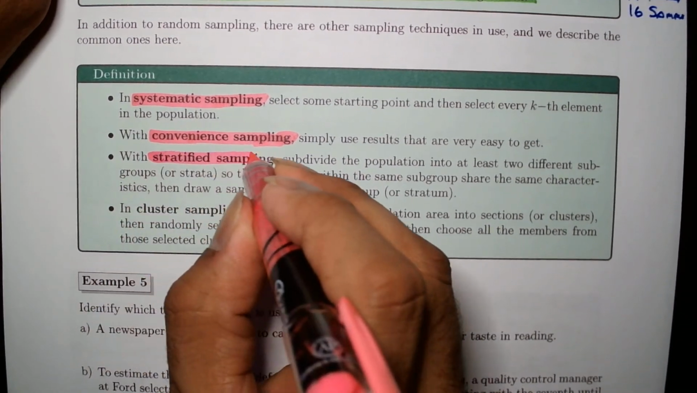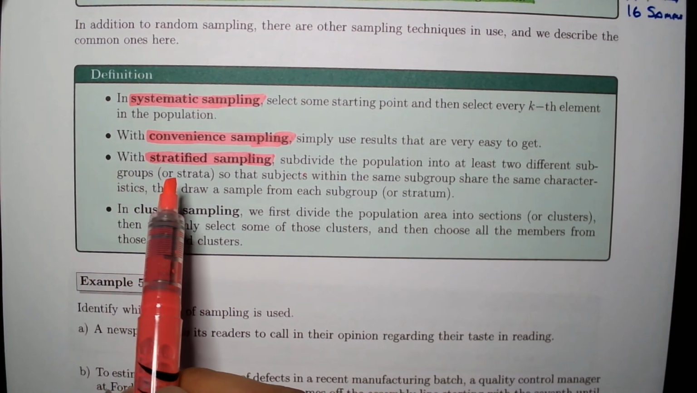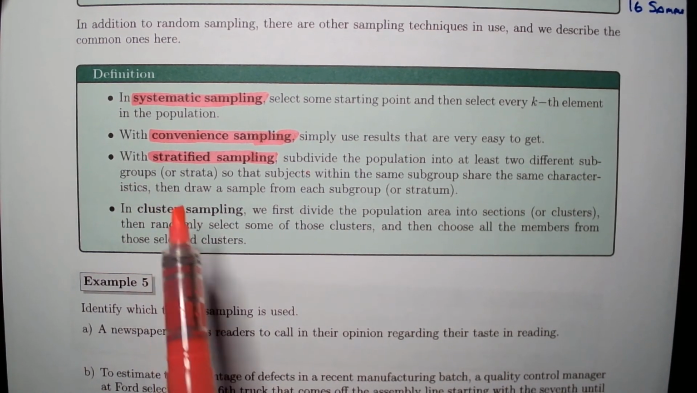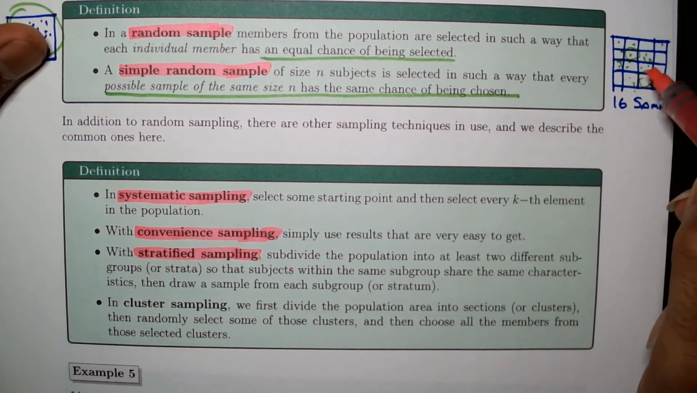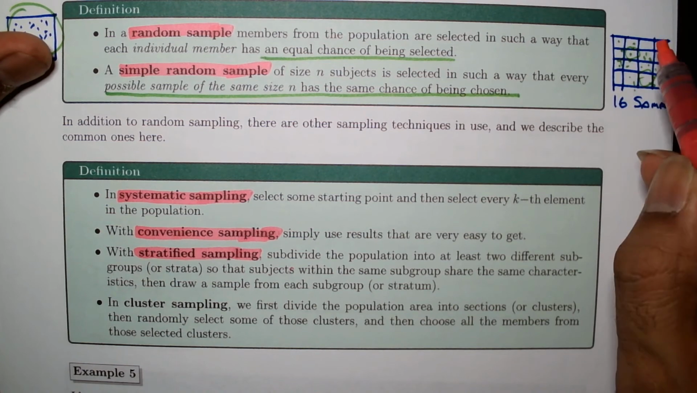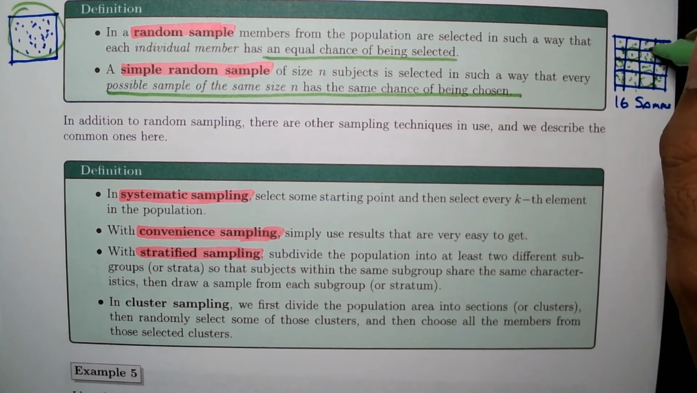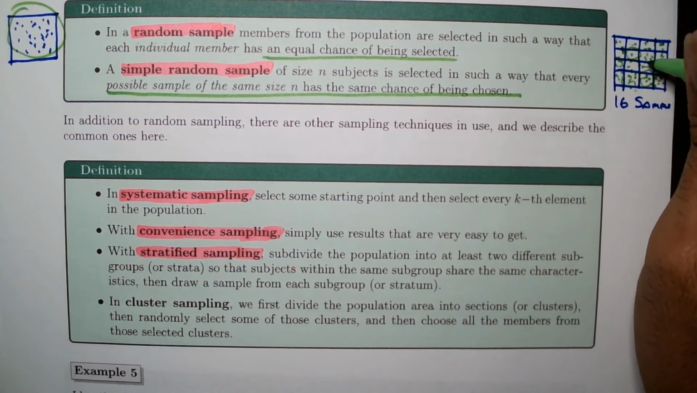Stratified. Subdivide the population into at least 2 different subgroups or strata, so that subjects within the same subgroup share the same characteristics. Then draw a sample from each group, which is similar to the simple random sample. So you're going to subdivide the population into at least 2. Well, in this case, we have 16. Maybe I need to add more dots so it looks populated. All right, I guess that's enough.